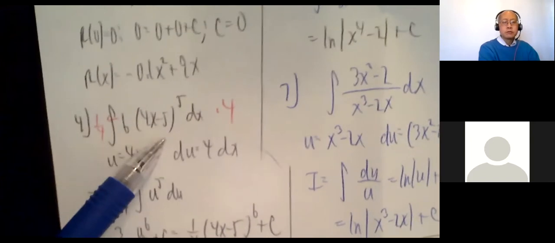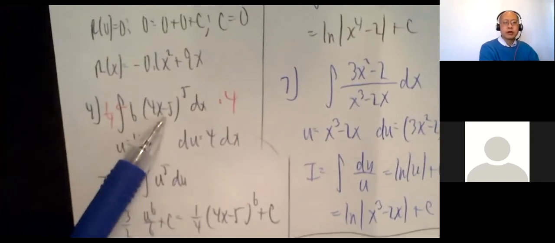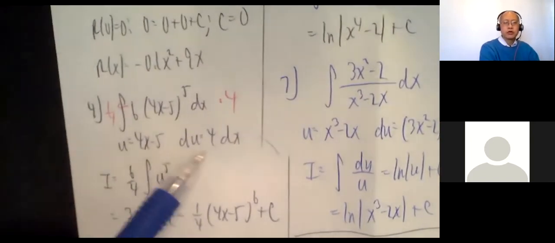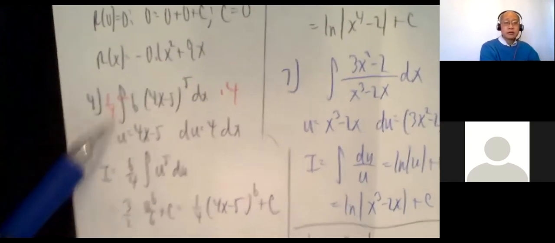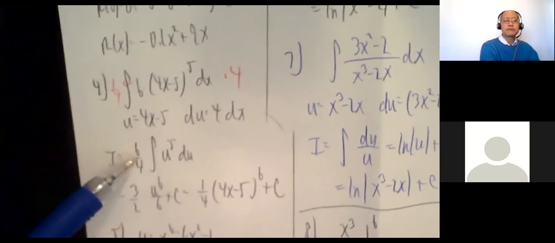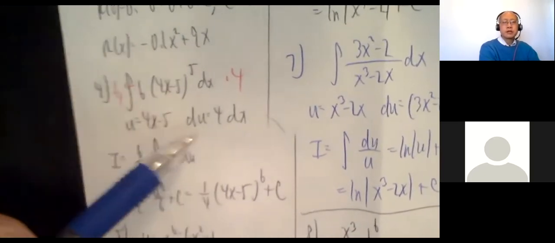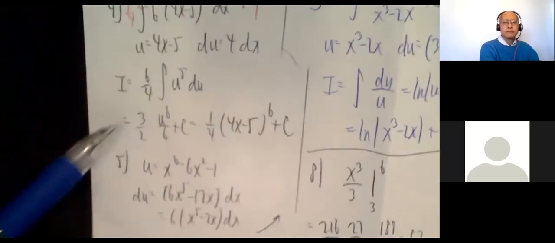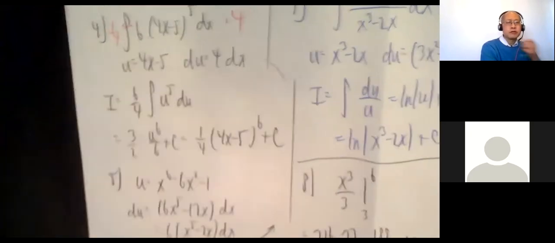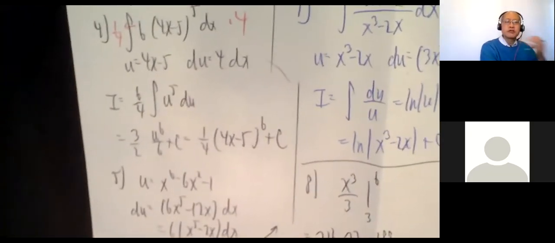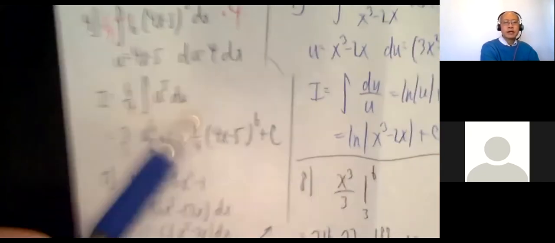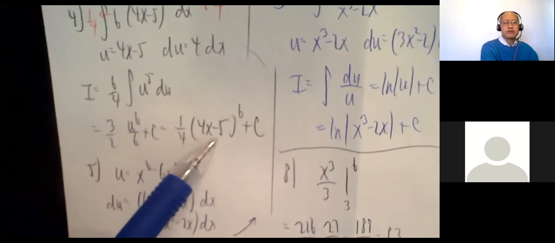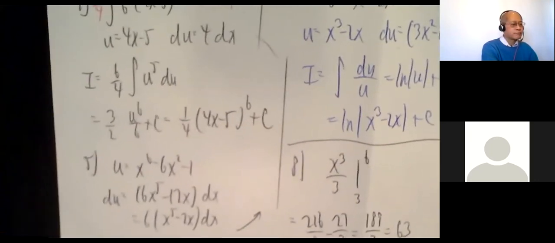Okay, 4, use substitution. Let u equal 4x minus 5. du is 4 dx. Need a 4 inside, 1/4 outside. Take out the 6 also, so 6 over 4, u to the 5th du. And 6 over 4 reduces to 3/2. 3/2 u to the 6th over 6 plus c. This reduces to 1/4. Plug u back in: 1/4 times (4x minus 5) to the 6th plus a constant.